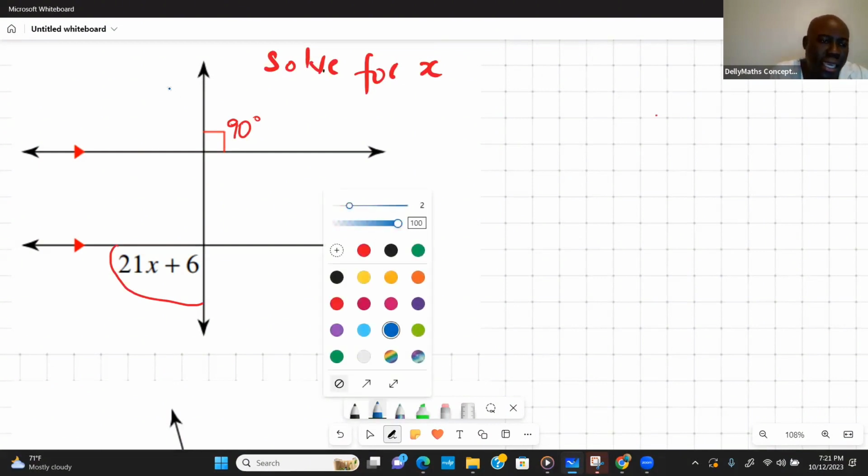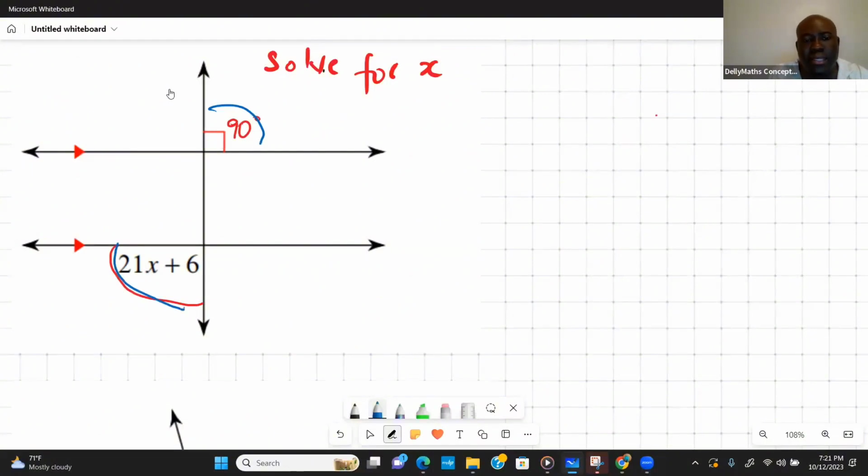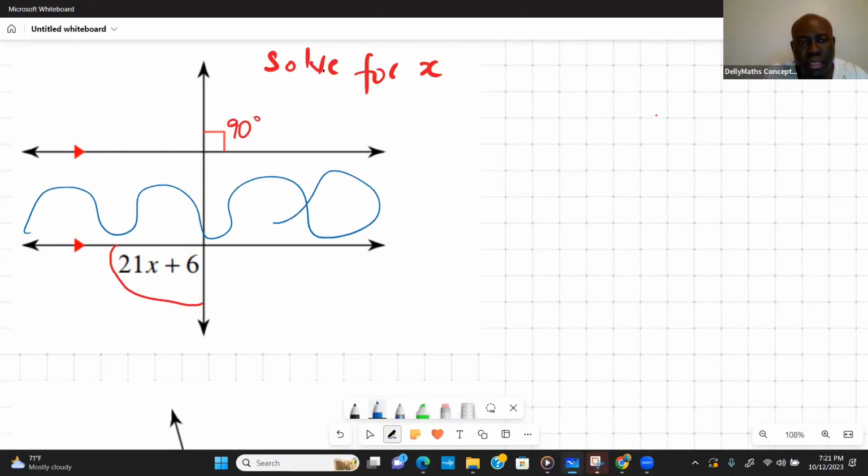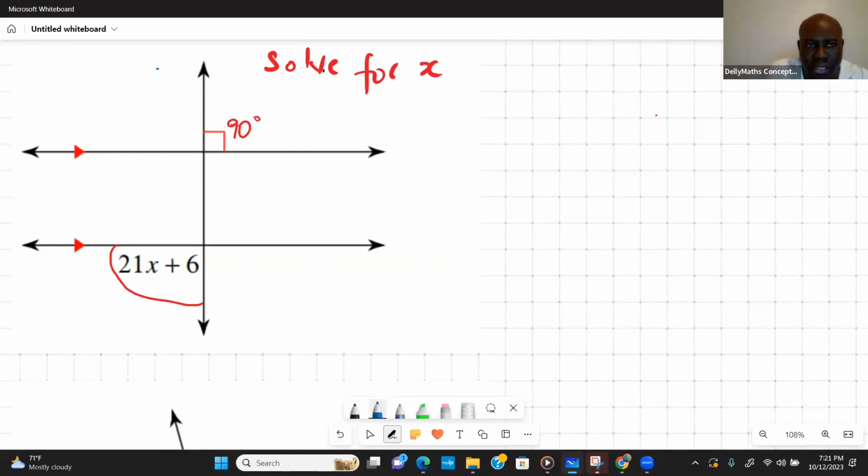So these two angles here, 90 and 21x plus 6, are alternate exterior angles, right? And when we say exterior angles, we're talking about they're not between the parallel lines. Angles from here would have been interior, between the parallel lines. But these angles are not between it, so they are exterior. They are outside of the parallel lines. Now, if you take a look, this is the transversal. The transversal is a line that cuts across two or more lines. In this case, it cuts across two parallel lines.